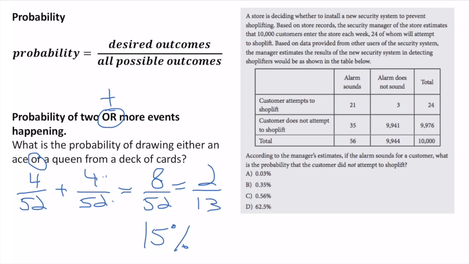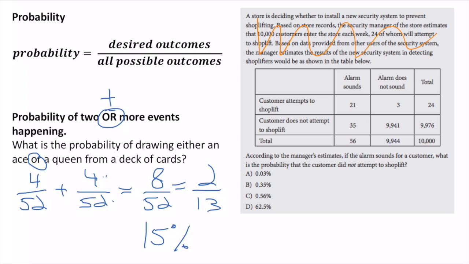Okay, and then if I just skip right to the question, according to the manager's estimates, if the alarm sounds for a customer, what is the probability that the customer did not attempt to shoplift? Okay, so if I were to just read this question, I actually didn't really have to read all this. I can save myself about 45 seconds just by not reading that. Now if the question might relate to that, then I want to go back and read it.